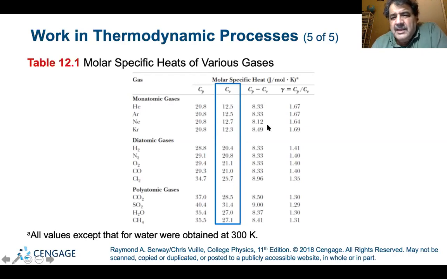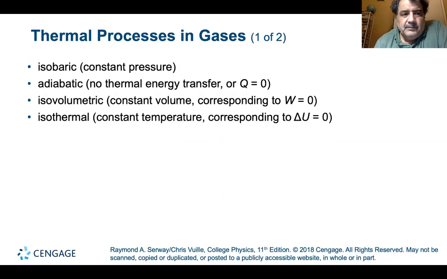So, and the gamma, we'll see this later, it's CP divided by CV. And it's about 1.6 something for monatomic, 1.4 for diatomic, and 1.3 for polyatomic gases. So let's keep going. We have different types of processes: isobaric, adiabatic, isovolumetric, and isothermal.